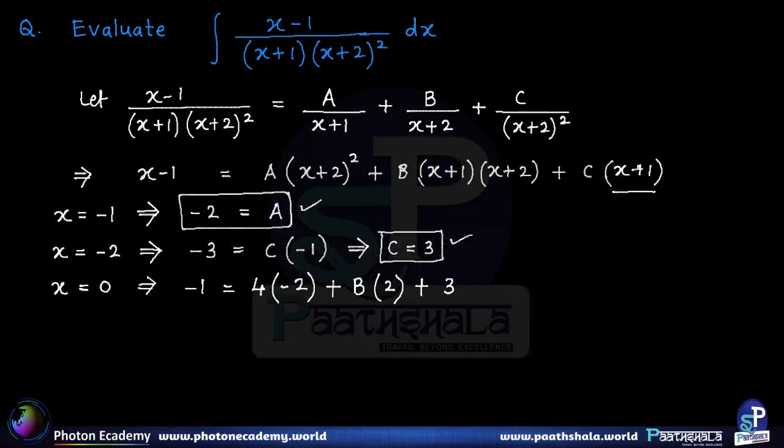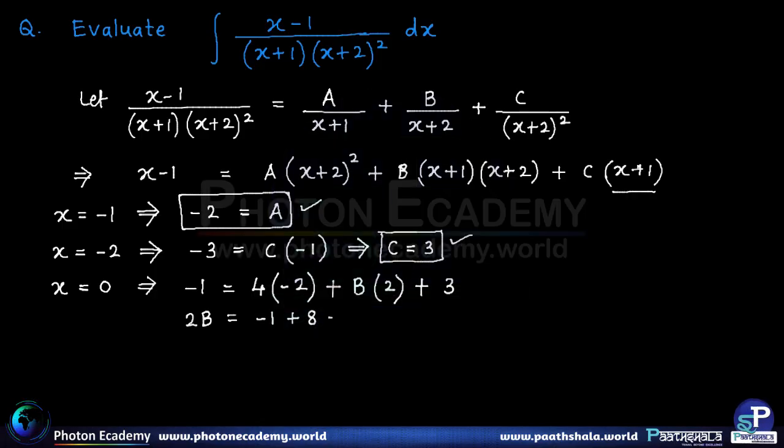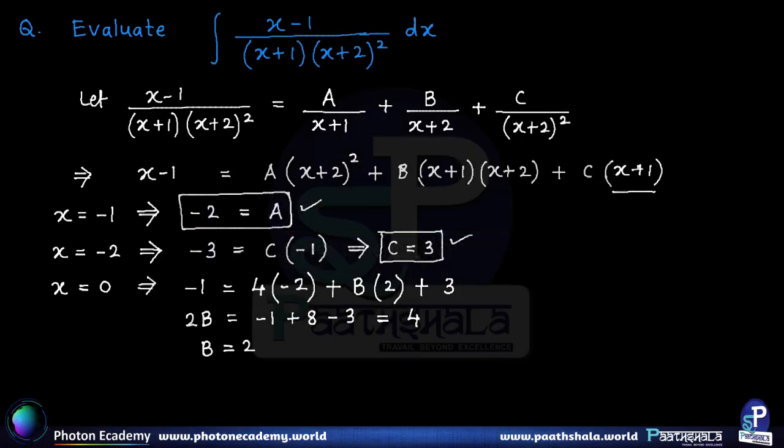Now, so therefore let us simplify this. We have 2B equal to minus 1, taking the minus 8 on the other side, we have plus 8 and subtracting 3, so that gives us 8 minus 4, which is 4. So that gives us B is equal to 2. So we have got the values of all the three constants.